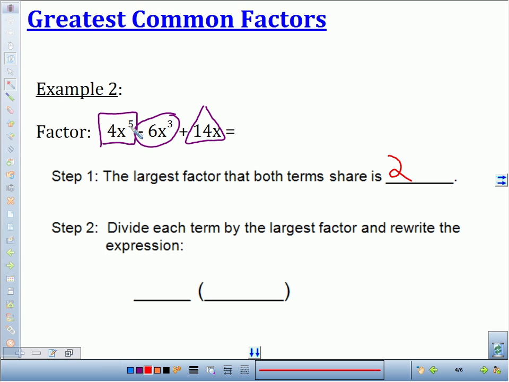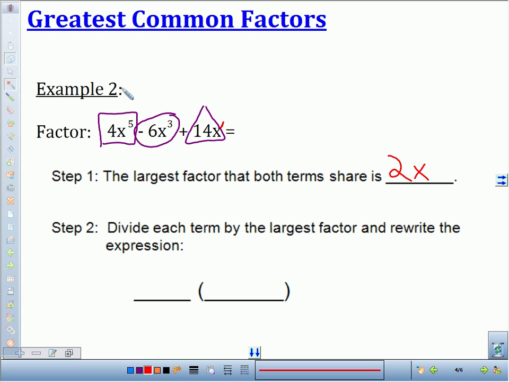I have an exponent of 5, I have an exponent of 3, and I have an exponent of 1. No exponent is an understood exponent of 1. Therefore, the largest exponent that I share here is x to the 1st. That means I will just put an x here, x to the 1st. If they had all shared an x squared, then I would have put x squared.